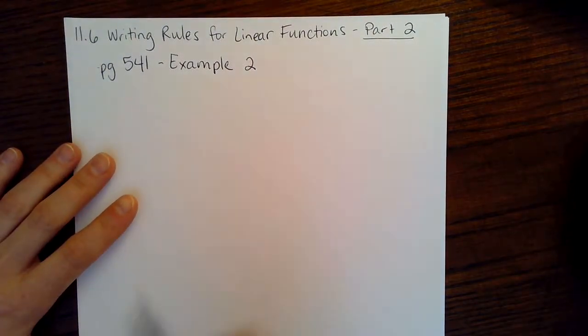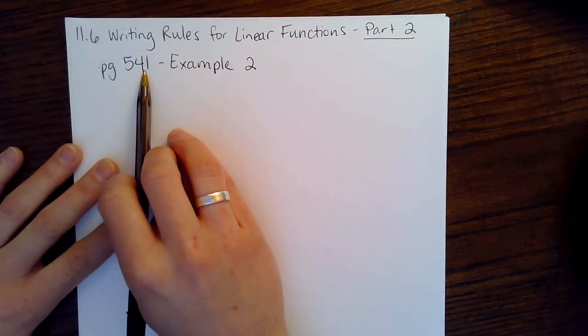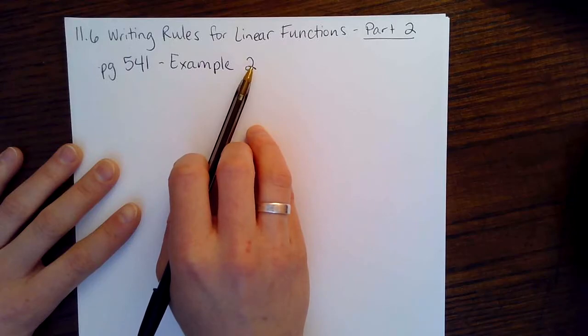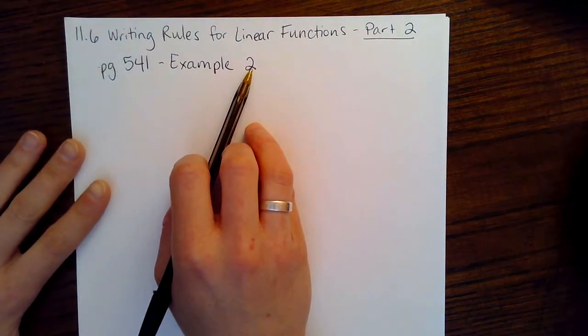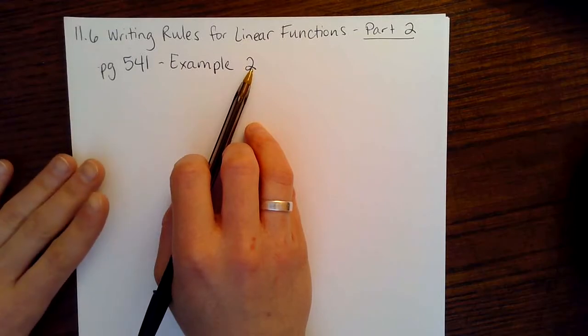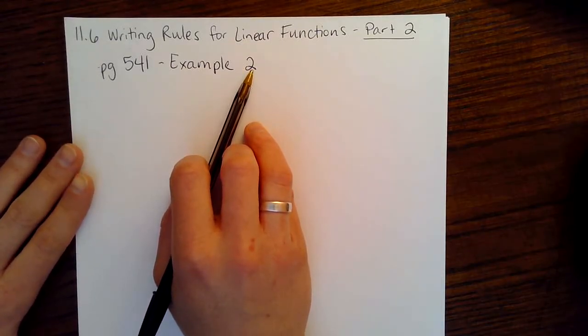Alrighty, this is part 2 of writing rules for linear functions on page 541 in your textbook, looking at example 2. This is writing a rule from a table. As we look at example 2, I'm not going to rewrite the table, but I will rewrite some of the key points that we're looking for, and then we'll try quick check 2.